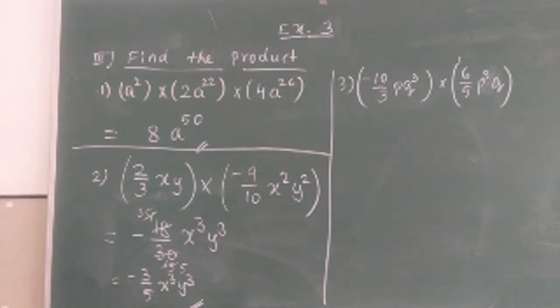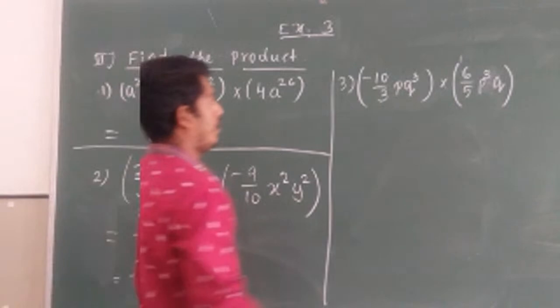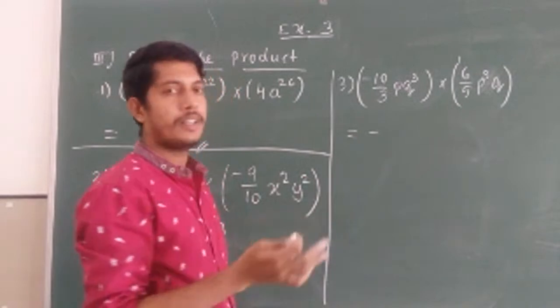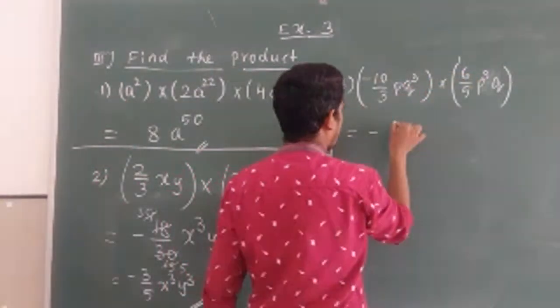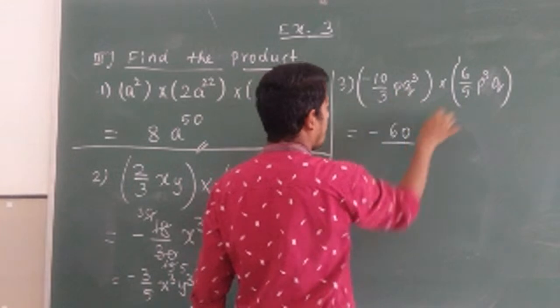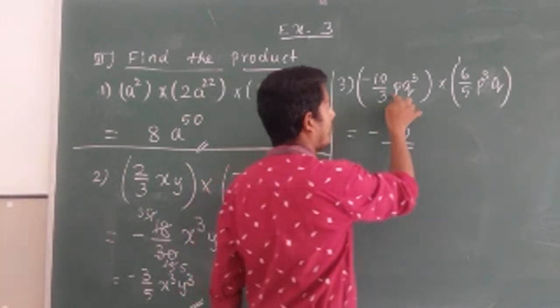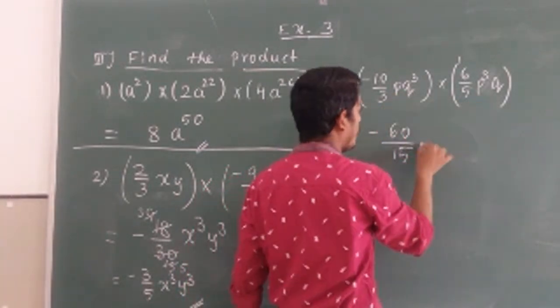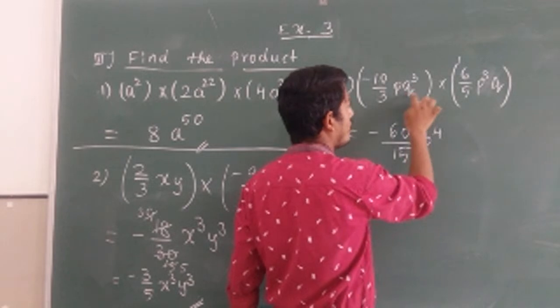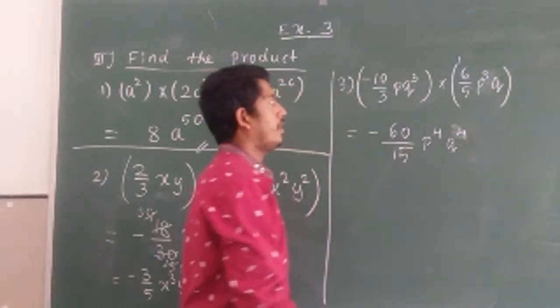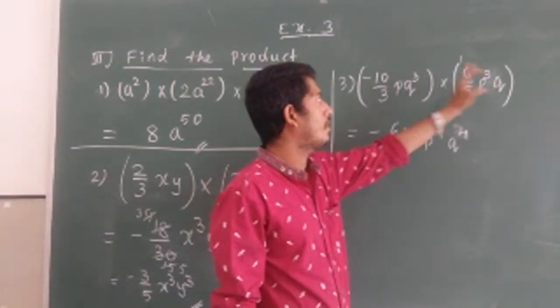First, we will multiply the sign. Minus into plus, minus. Then we will multiply the numerator value. 10 6s are 60, divided by 3 5s are 15. The next we will multiply the variables. P into p cube becomes p raised to 4. Q cube into q becomes q raised to 4, because 1 plus 3 equals 4, 3 plus 1 equals 4.